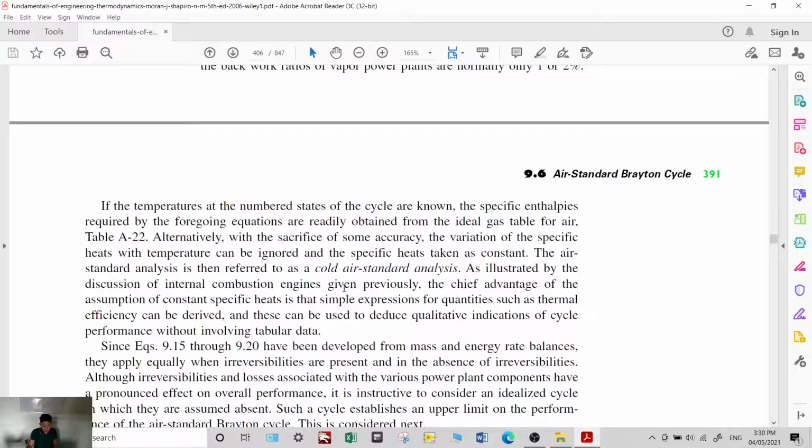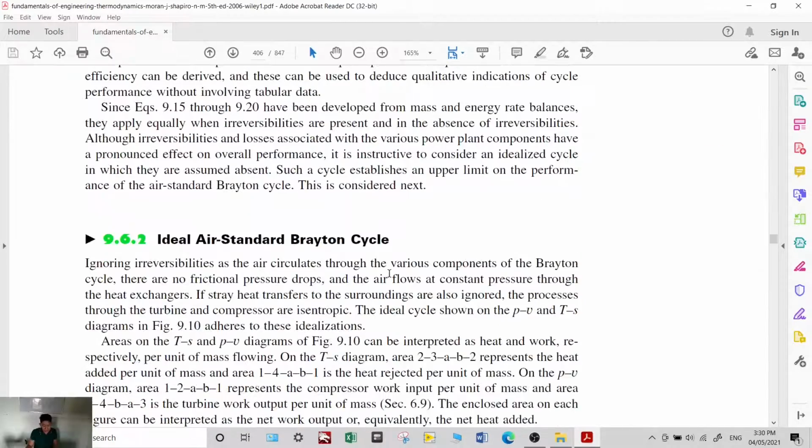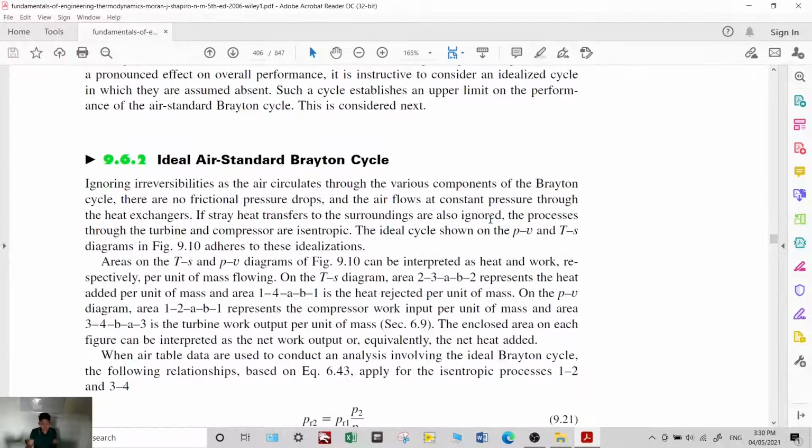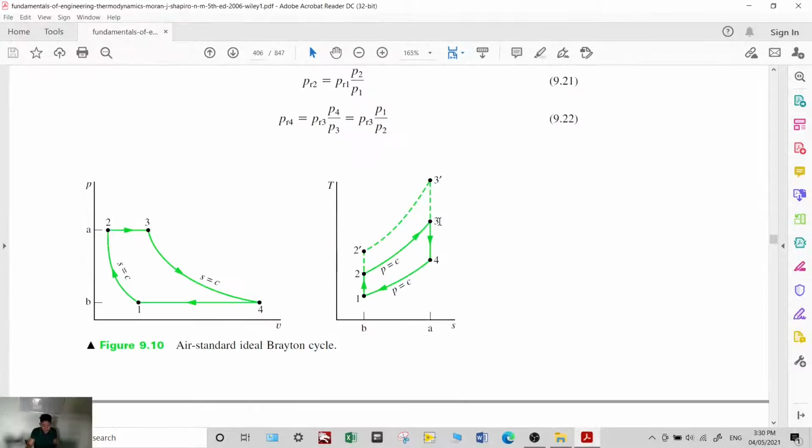Again, there is also a cold air standard analysis. Okay, so just the same with the internal combustion engine wherein we assume that the specific heat is constant. Okay, let's dive in further about the ideal air standard Brayton cycle.